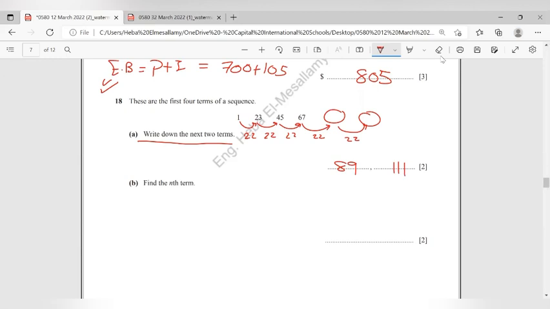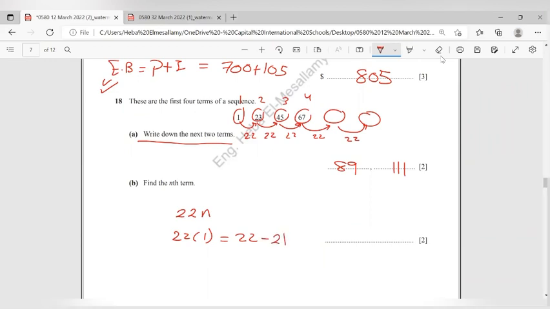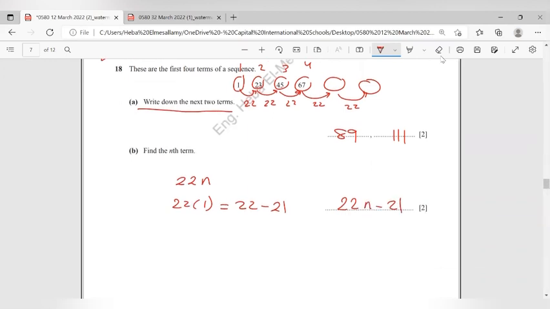Find the nth term. So the difference here is the coefficient of the n. So I will write 22n. Substitute if n is 1. Take care, this term is term number 1, number 2, number 3, number 4. I'm going to remove the n and replace it with 1. I will get 22, but I need the first term to be 1, not 22. So I have to subtract 21. So the nth term is 22n minus 21. 1 mark for each term here in this expression.